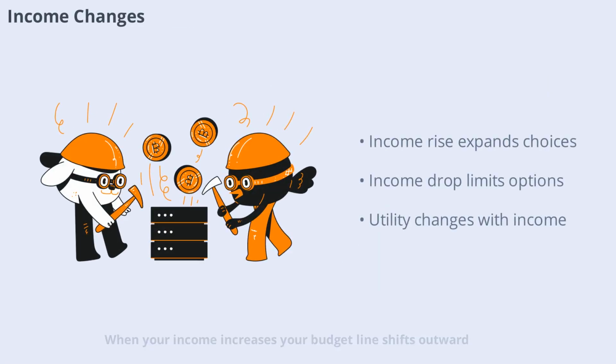When your income increases, your budget line shifts outward, parallel to the original line. This means you can now reach higher indifference curves, increasing your utility. Conversely, a decrease in income shifts the budget line inward, limiting your choices and reducing your maximum attainable utility. This relationship helps explain how consumers adjust their spending as their financial situation changes.